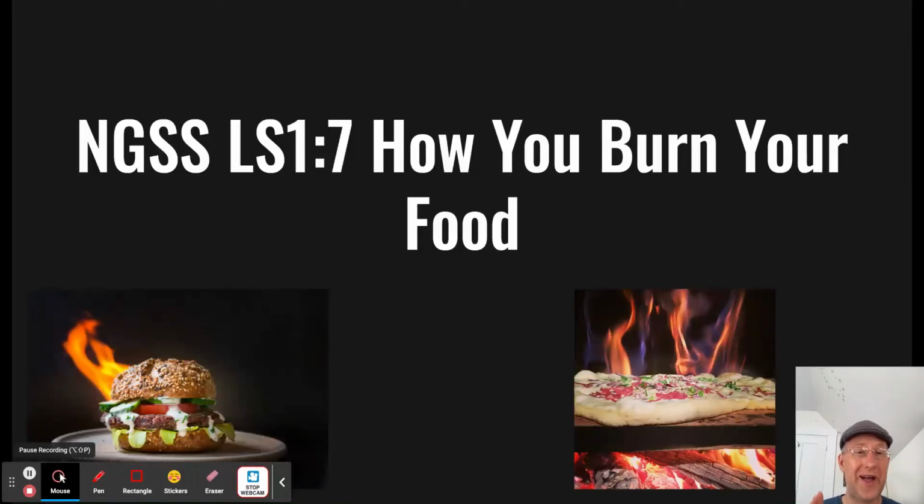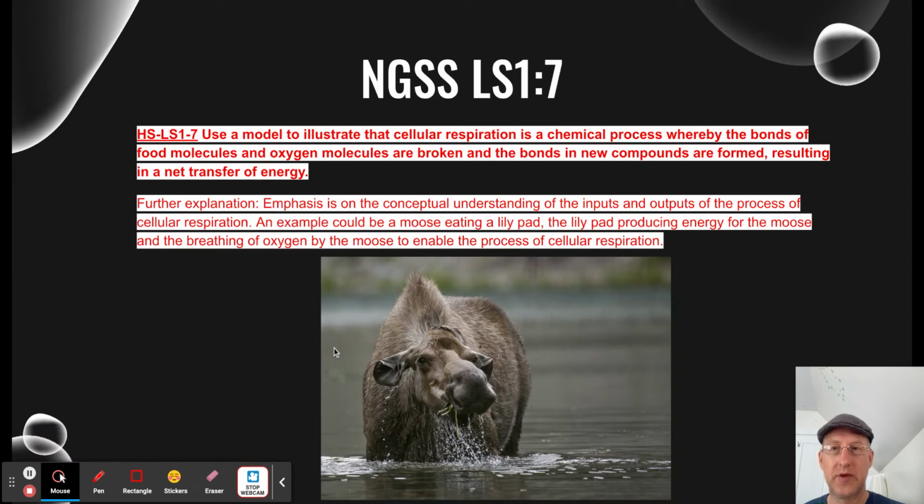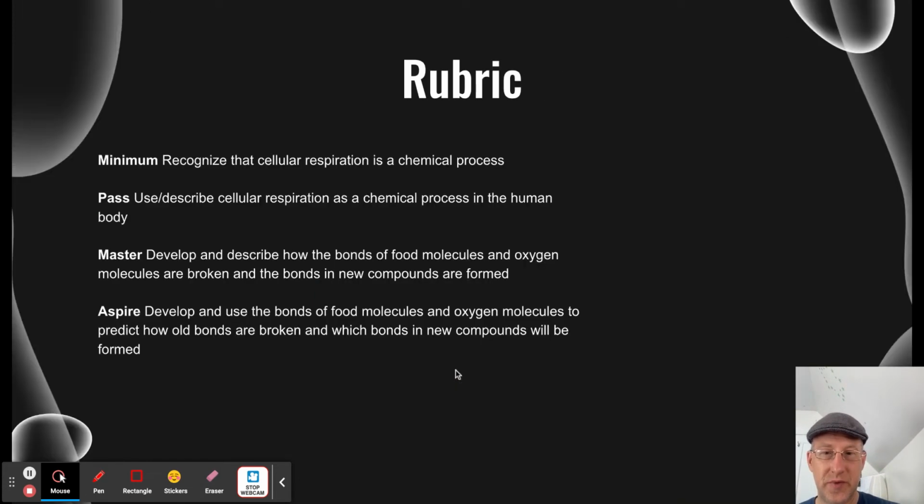Okay, so we're going to talk about how you burn your food, basically how you convert your food into energy. The NGSS for this is basically talking about how cellular respiration is a process. You basically bring in oxygen, you excrete carbon dioxide, bring in raw materials, excrete bad things, and there's a net transfer of energy. Minimum, just recognize that it's a cellular process to pass. You need to know that it's a chemical process in the human body.